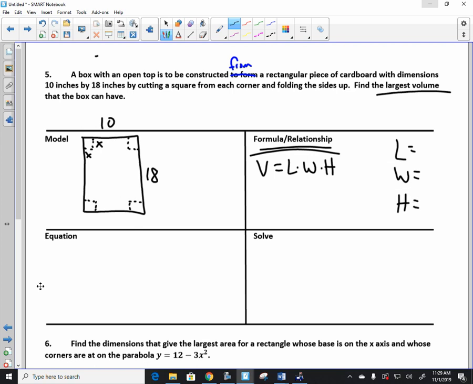When I cut stuff off the corners, is it going to be longer than 18, or less than 18? Less than 18. How much less than 18? 2x. Good job. Length is 18 minus 2x. How about the width? 10 minus 2x. How about the height? X. So that means I have volume in terms of x is 18 minus 2x times 10 minus 2x times x.